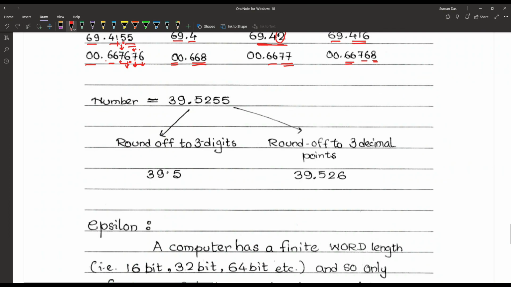So look once again, 39.5255 rounded off to 3 digits is 39.5. Now rounding off to 3 decimal places, that means after the point, that is 5 to 6. So that is the difference between rounding up to 3 digits and rounding up to 3 decimal places.